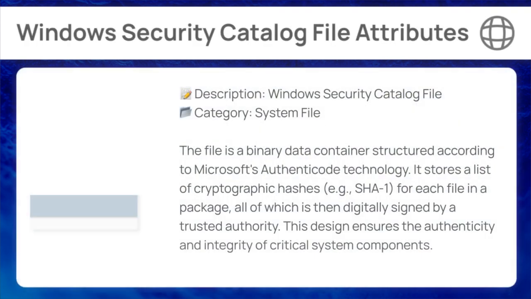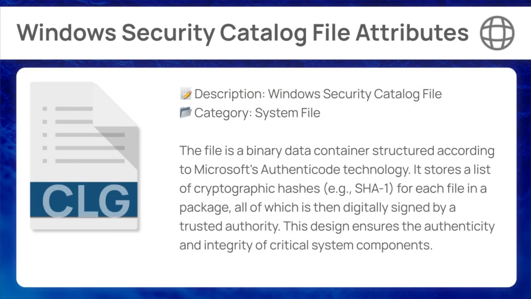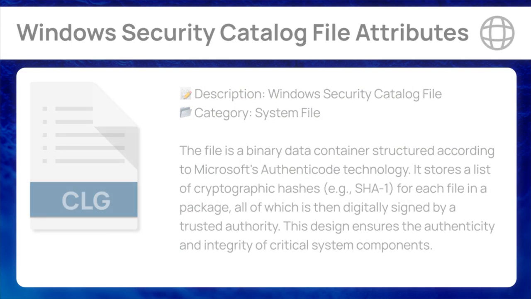The file is a binary data container structured according to Microsoft's Authenticode technology. It stores a list of cryptographic hashes, e.g. SHA-1, for each file in a package, all of which is then digitally signed by a trusted authority. This design ensures the authenticity and integrity of critical system components.